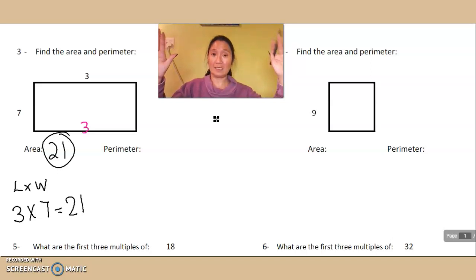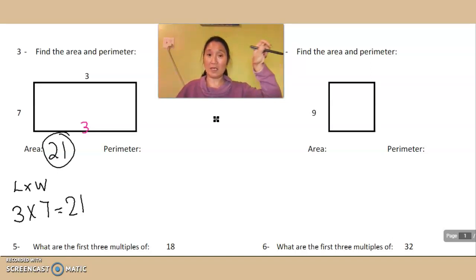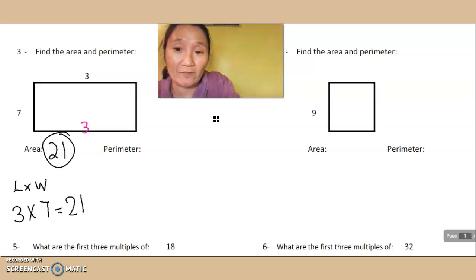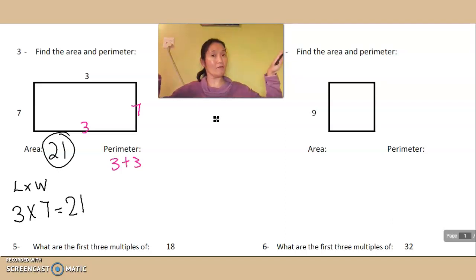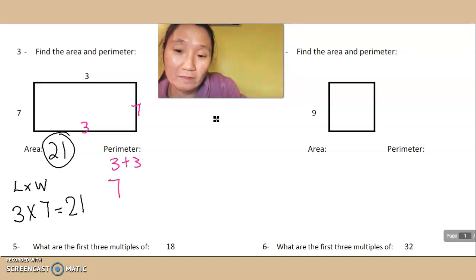This means that this side over here, on this side, will be the same. So 7 here. So then I will have 3 plus 3, add the top, add the bottom, add the right, add the left. So 7 plus 7 is 14. 3 plus 3 is 6. So you add that up.